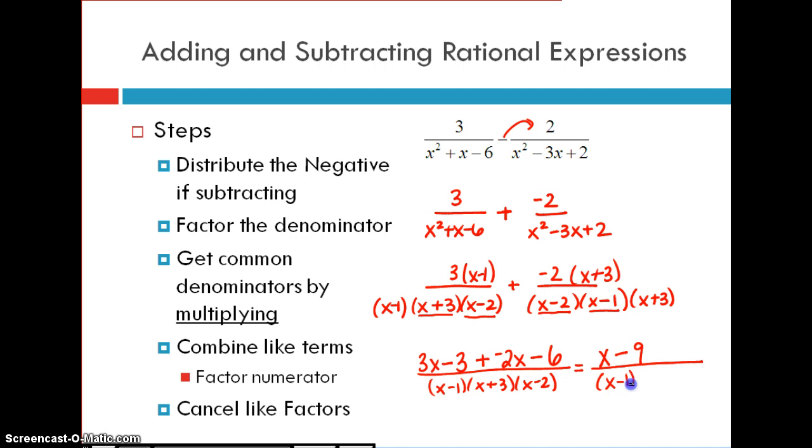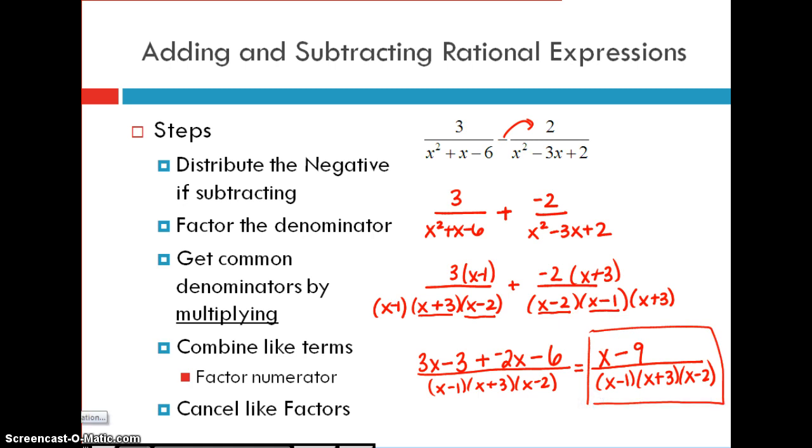And as you look at this, you should notice that there are no like factors, and sometimes that happens, and that's okay. So you might not even do the canceling factor step. Again, sometimes you don't even have to factor or do anything with the numerators as well. So this is just our final answer to our first example.